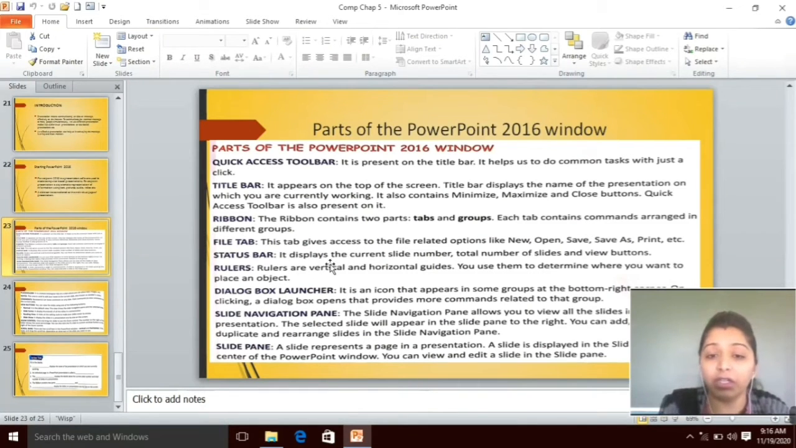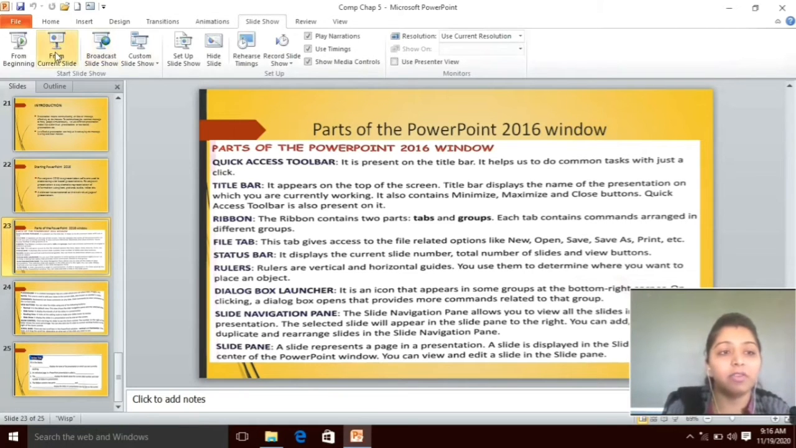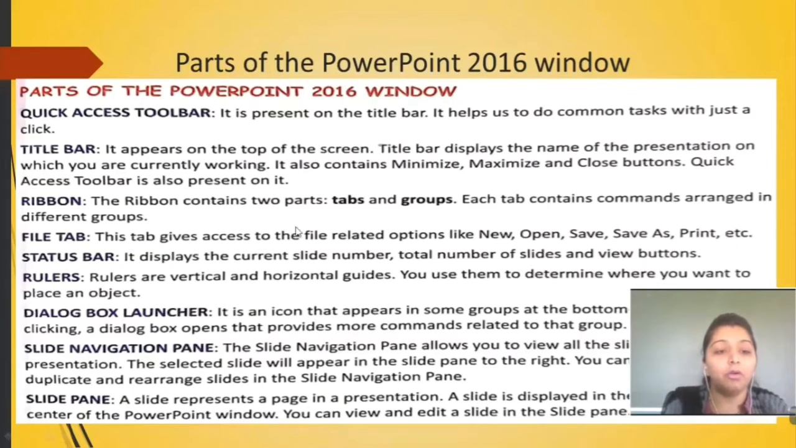Next is the status bar. It displays the current slide. Now this is known as the status bar. You are seeing my cursor, follow my cursor. This area is known as the status bar. Slide 23 of 25. See, currently I am working on slide number 23, so it displays the slide number. Clear to you? Okay.